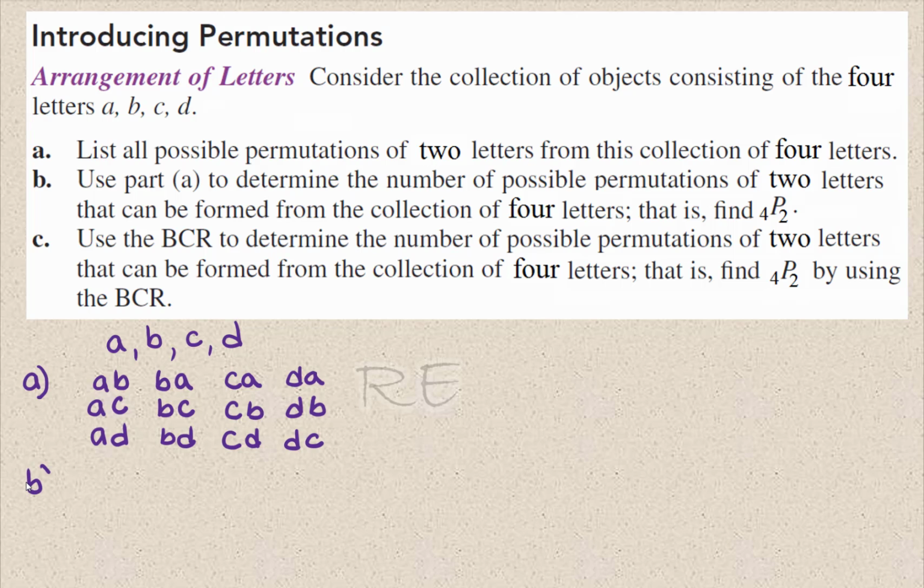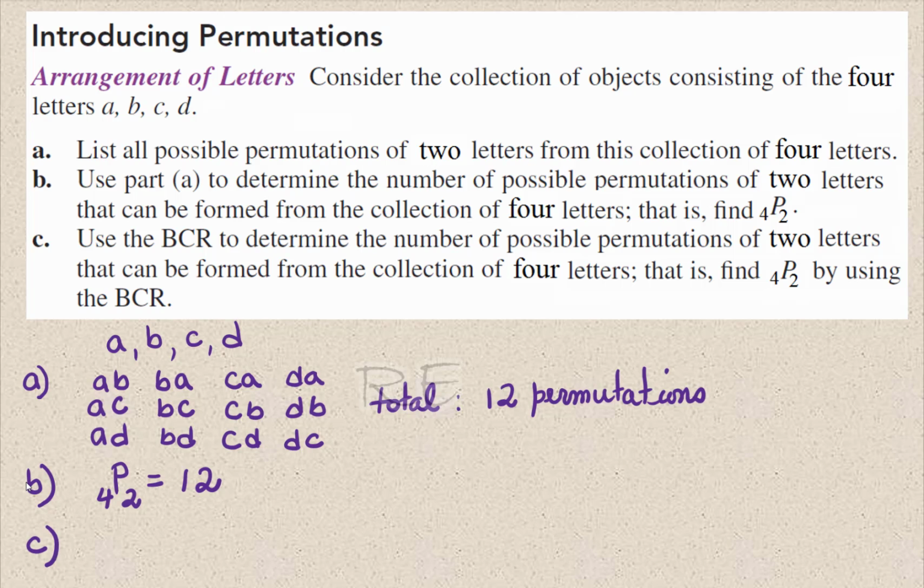For B, we're going to determine the total number of permutations of these 2 letters. Out of 4, permute 2, and we just have to add the elements of the list. Altogether, we have 12 permutations. Out of 4, permute 2 is equal to 12.